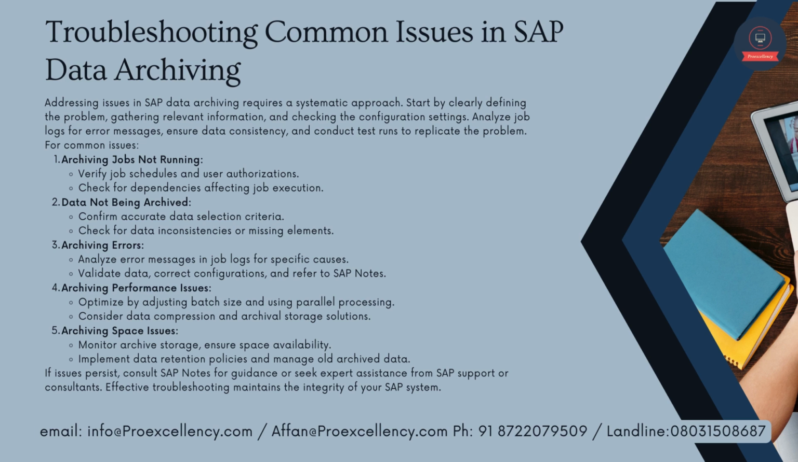Start by clearly defining the problem, gathering relevant information, and checking the configuration settings. Analyze job logs for error messages, ensure data consistency, and conduct test runs to replicate the problem. For common issues: archiving jobs not running. Verify job schedules and user authorizations. Check for dependencies affecting job execution.